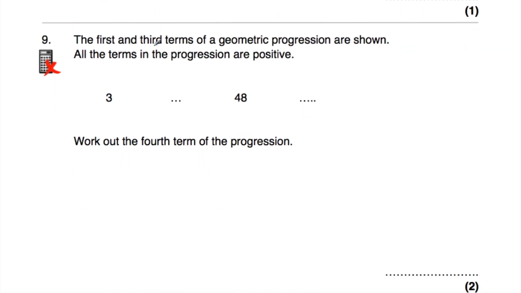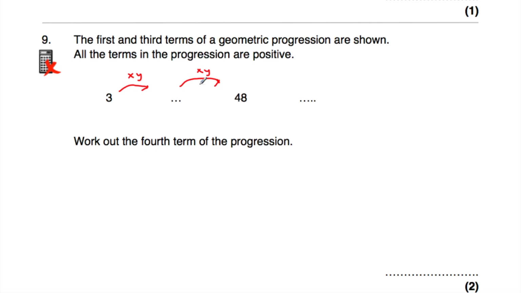Okay, so question number 9, we've been told the first term and the third term of a geometric progression, and then we're told that all terms in the progression are positive, and that's quite important, actually. And we've been asked to work out the fourth term in the progression, so we want to find this term here. So if we multiply 3 by a particular number, let's just call it y, and then multiply by y again, we would get that's equal to 48.